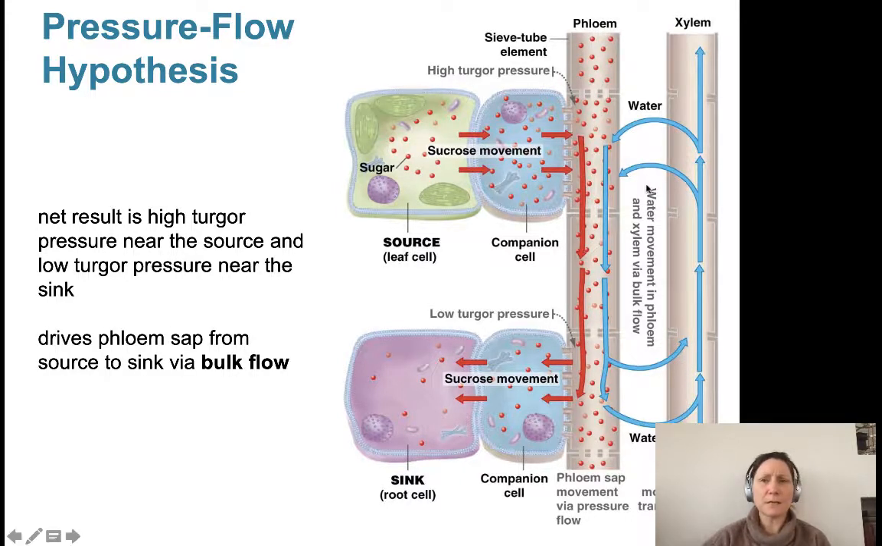So the net result is high turgor pressure near the source, low turgor pressure near the sink, and that's going to drive phloem moving from the source to the sink by bulk flow. So you'll have this pressure differential.